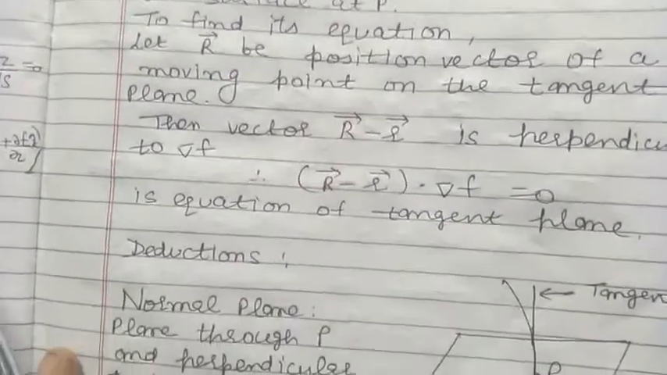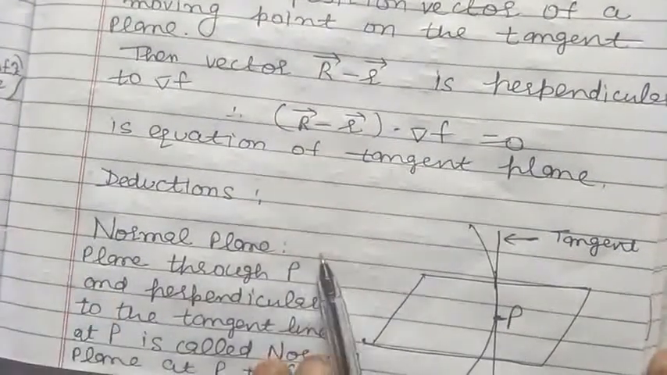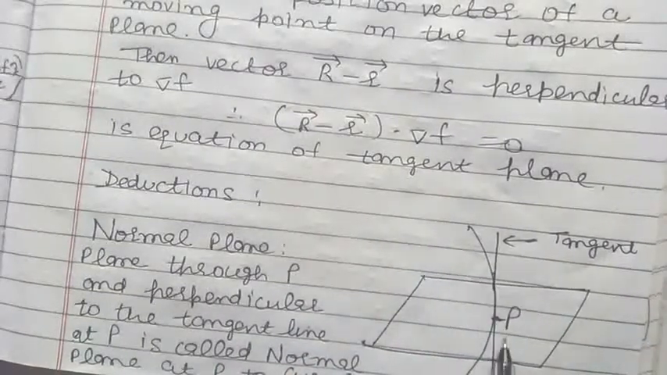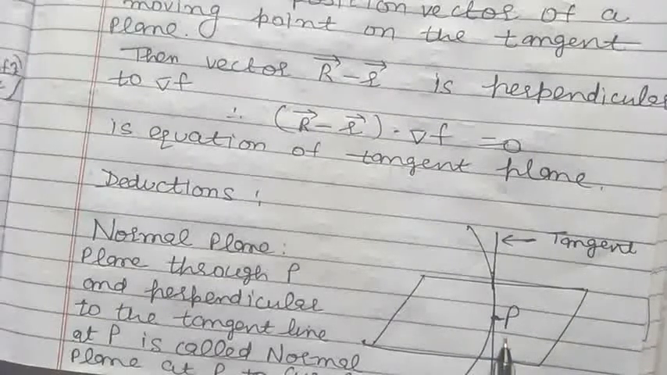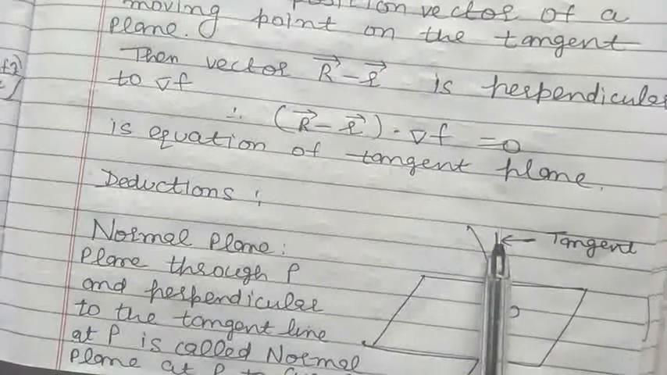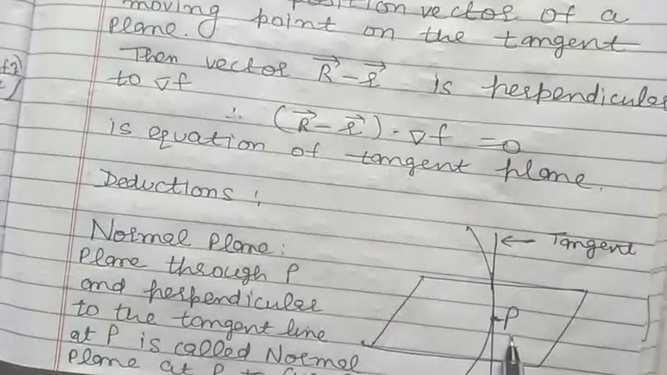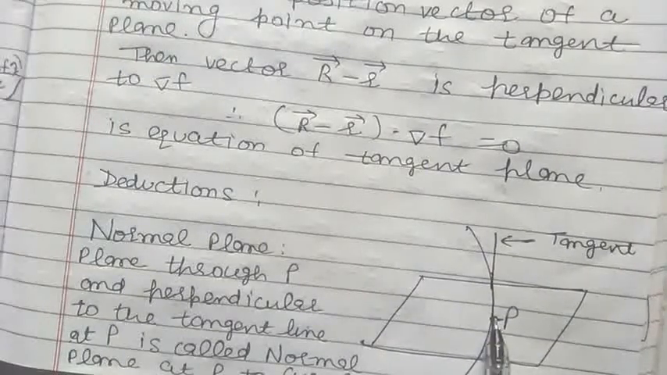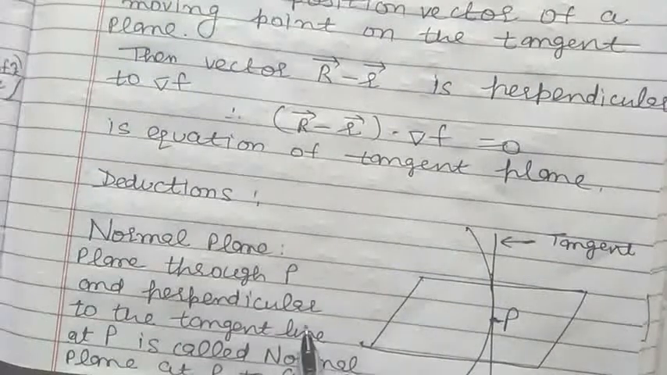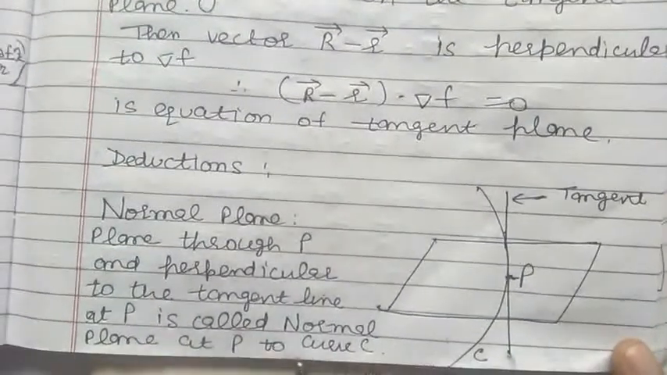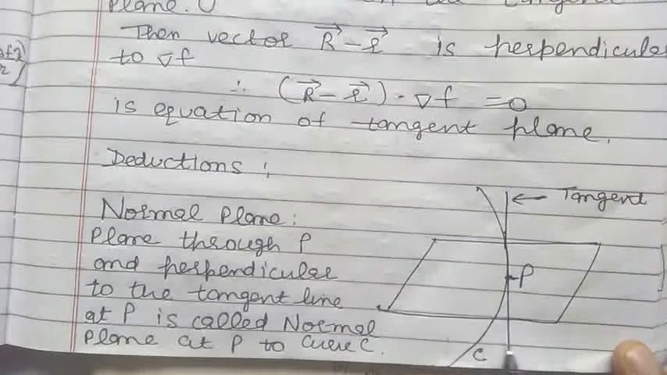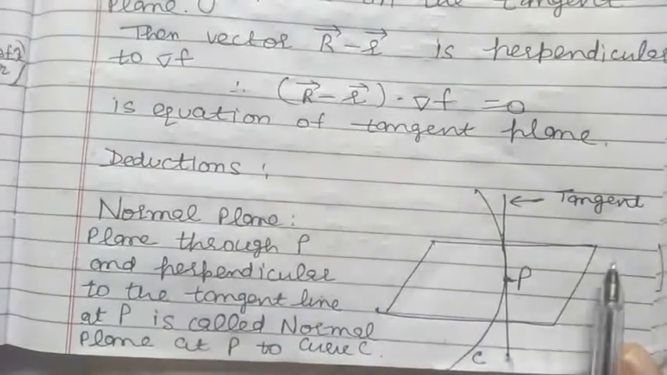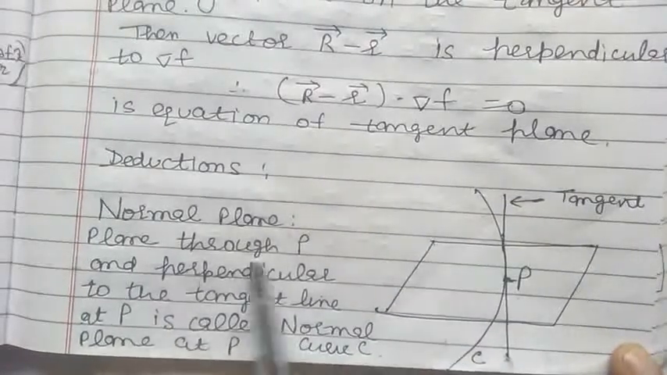Now next is what is normal plane. In order to define normal plane, let us take a curve C. P is the point where we are to define normal plane. Let us take a tangent drawn at the point P. Now the plane which is passing through this point P and perpendicular to this tangent line is called the normal plane at the point P to the curve C. So the plane which is passing through P and perpendicular to this tangent line, that is this plane, is called the normal plane.